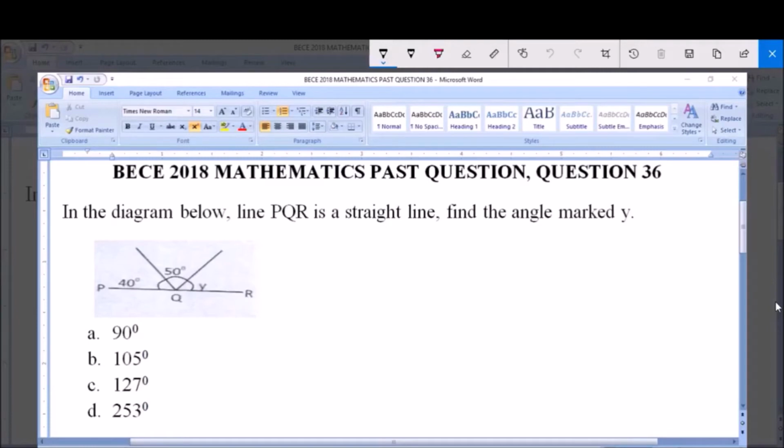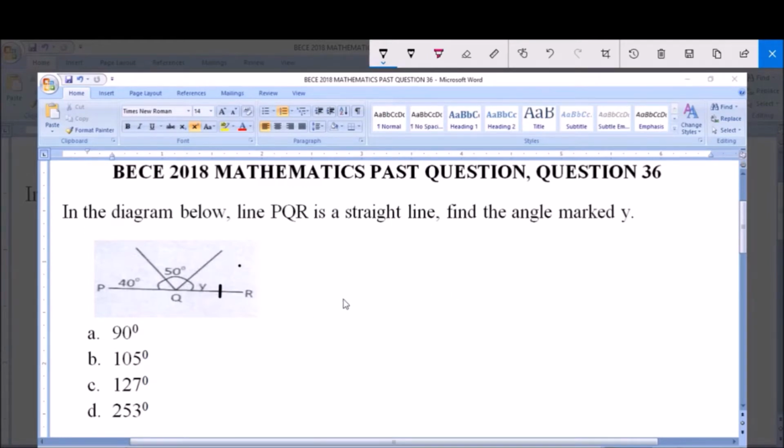Today we're going to be dealing with Bece 2018 Mathematics Past Question, question 36. In the diagram below, line PQR is a straight line. Find the angle marked Y. A 90 degrees, B 105 degrees, C 127 degrees, and D 253 degrees. Now, line PQR is a straight line.